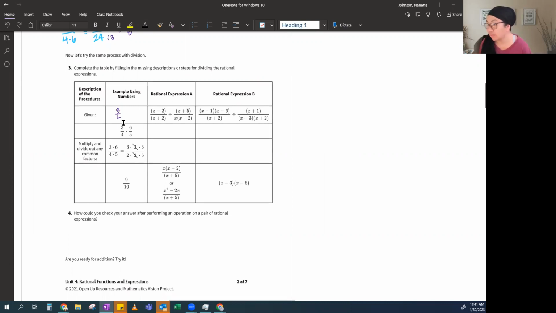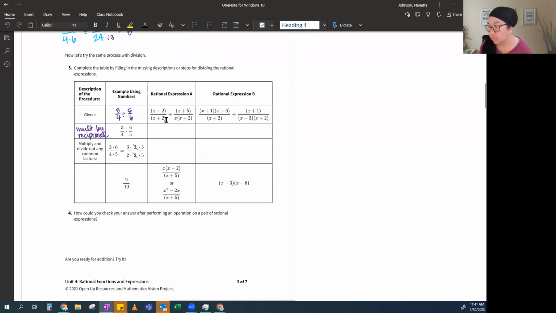I did not write 5/6 wrong. That is correct because you have to multiply by that reciprocal, right? So here, this would be multiply by reciprocal. And make sure you're reciprocaling the right fraction, right? Not the first, but the second. So then this part from here on down is exactly the same. You're going to divide out any common factors, and then you're going to multiply to write an equivalent expression, okay?